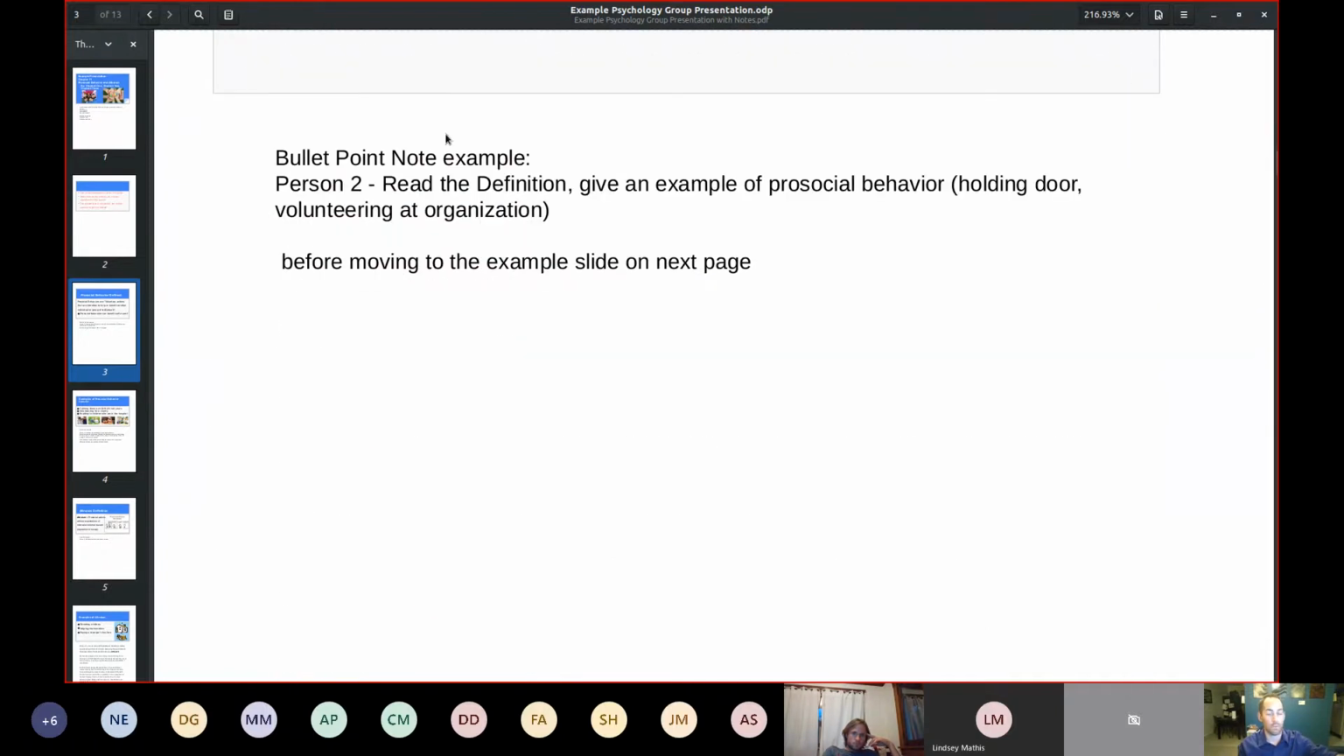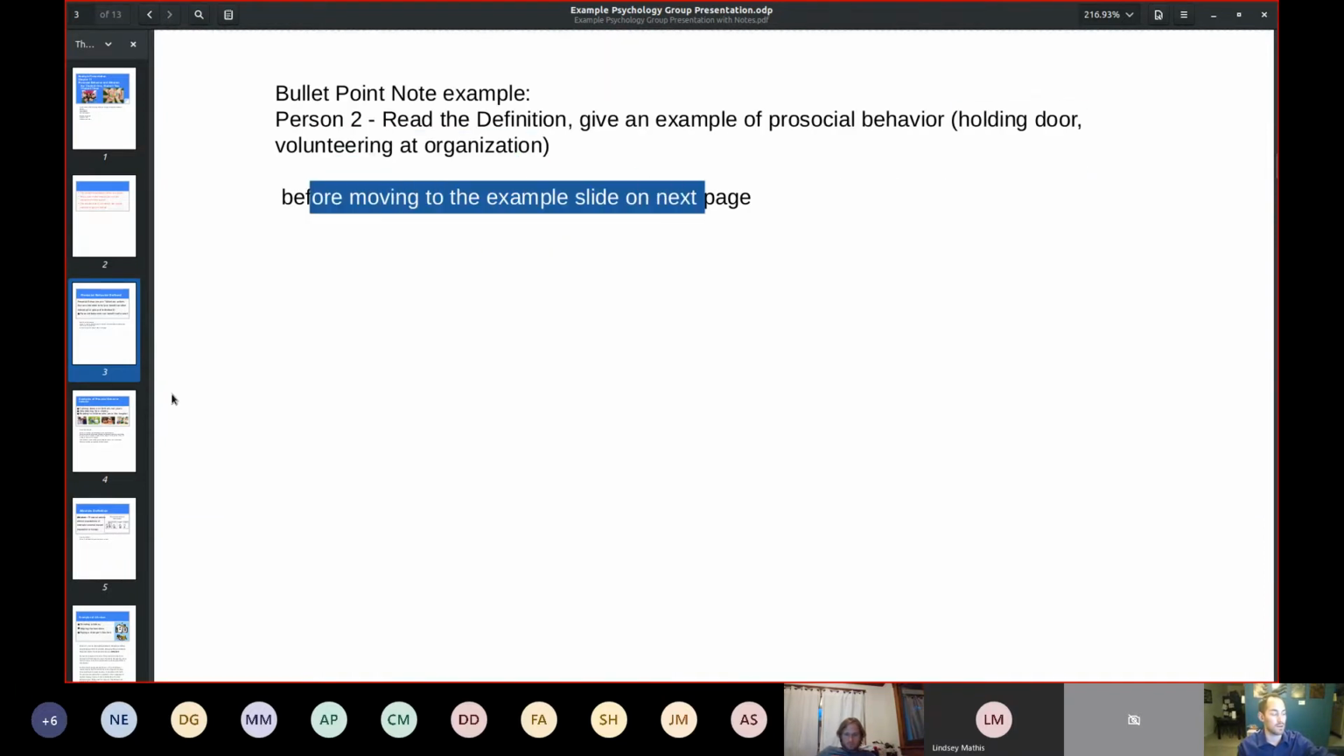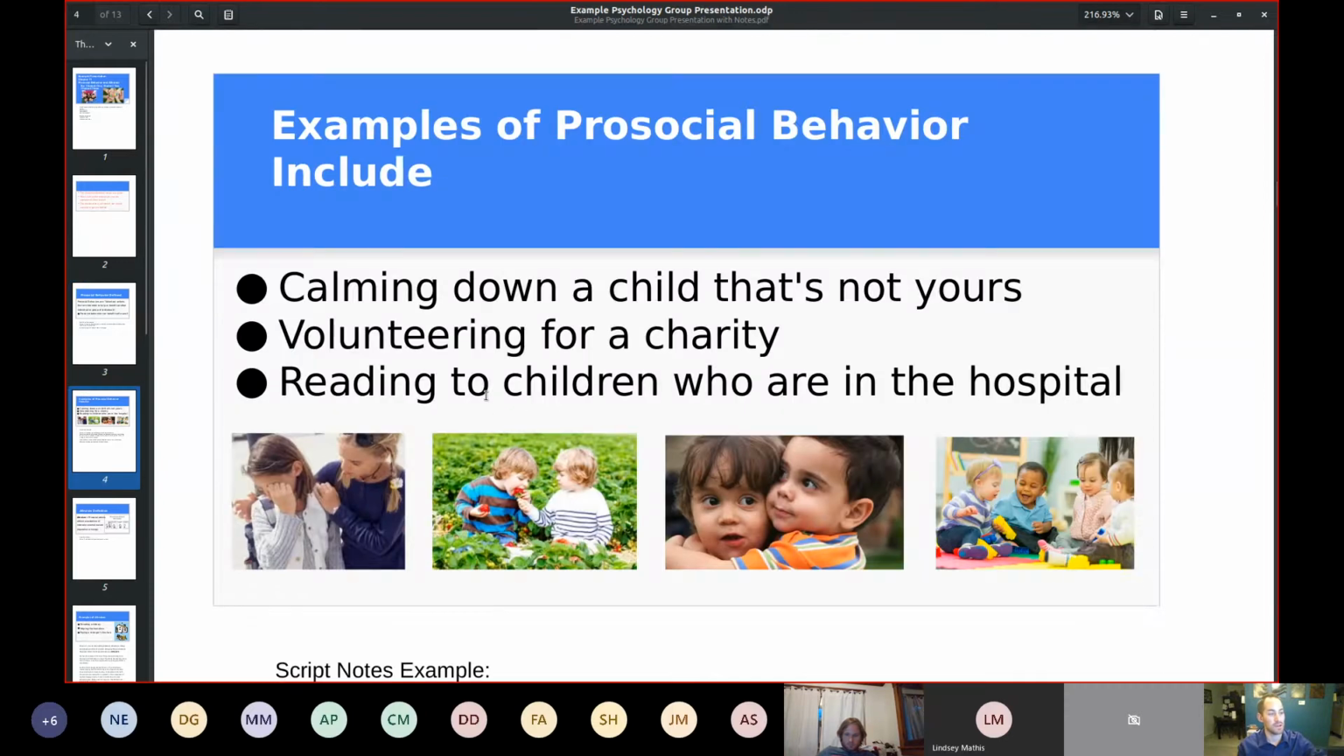These notes are a bullet point note example. Essentially, these people would, during the course of the presentation, read the definition, give an example of prosocial behavior. They have a couple there to remind themselves, and then move on to the slides from the next page. The next page gives a couple other examples of prosocial behavior.